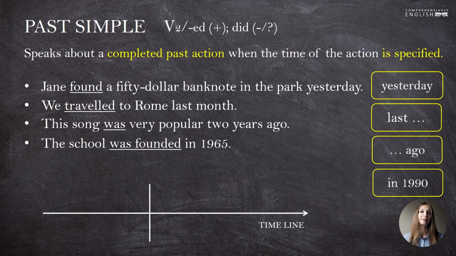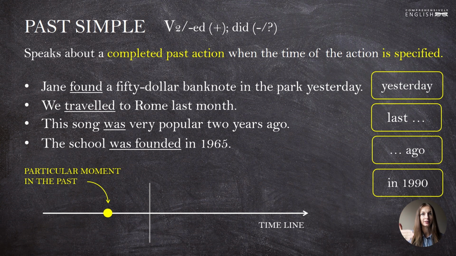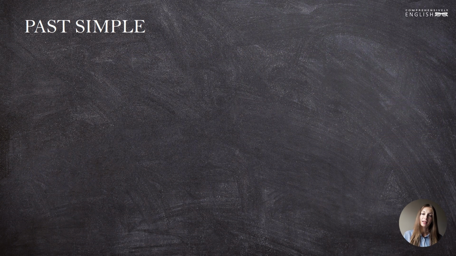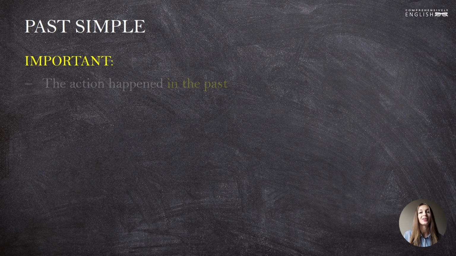If we look at this little graph, we'll see that in the past simple tense, we're talking about a particular moment in the past. And do you see this vertical line? This vertical line divides our horizontal timeline into two sections, the past and the present. What we are dealing with in the past simple tense belongs to the past and it has no connection to the present. So, in the past simple tense, what is important is that the action happened in the past.